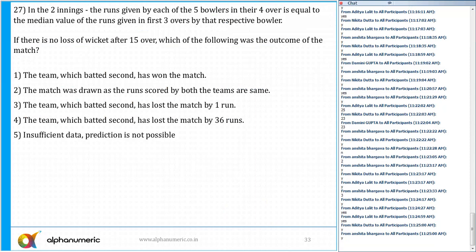And the last question. In the second innings, the runs given by each of the 5 bowlers in their 4 overs is equal to the median value of the runs given in the first 3 overs. Okay. If there is no loss of wicket after the 15th over, which of the following was the outcome of the match? Okay.